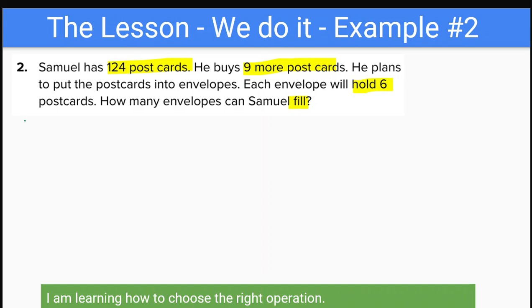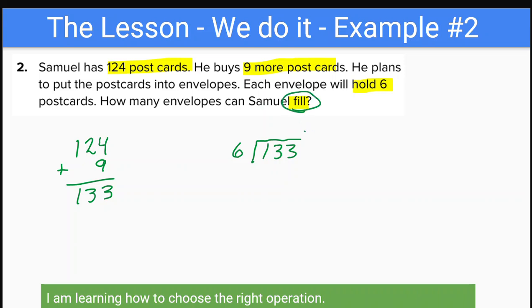So he has 124, but he got 9 more, plus 9, right? So that's 133. He wants to divide them up into groups of 6. So we have 133 divided up into groups of 6. How many envelopes can he fill? Now, when we talk about how many he can fill, if there's a remainder, then there's just a remainder. Okay, we don't care about that.